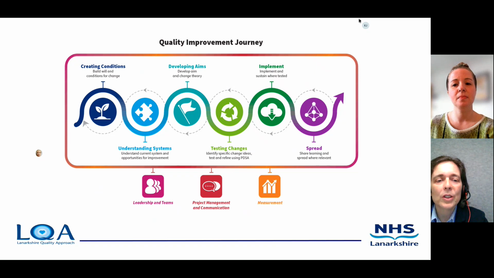Now here's the quality improvement journey and understanding your systems. Elise has talked about creating conditions, which is the first part, and understanding your systems, which I'm going to talk about together, but I'll just briefly take you through this. This is available through the NES TURAS site as well, where you can get videos and information about everything that's talked about here. There's also developing aims, your change theory, how to test changes, implementation and spread. These are all wrapped around with leadership and teams, project management and communication, and measurement, which are central to all your projects. So I'm going to focus on some QI tools.